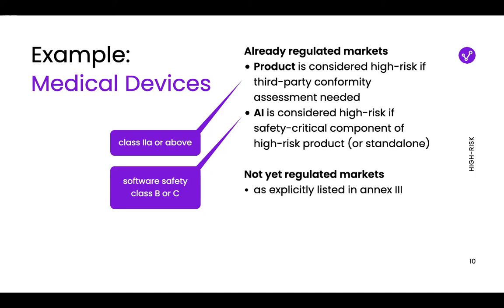And then, as far as the second part of the rule goes, any software component of a medical product that belongs to software safety class B or C is considered a safety critical component. If you're not from the medical device industry, then you don't really have to know how these categorization or classification rules work in the medical device industry. This is just an example of how to apply these generic rules that the AI regulation contains to particular markets. And then, of course, similar considerations need to be made for any other already regulated markets to concretize these generic rules to particular markets.